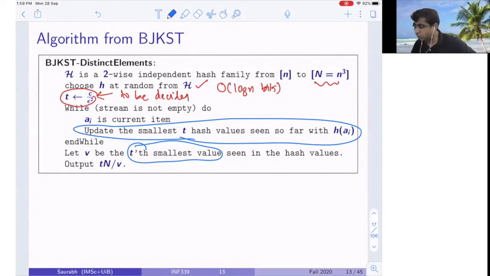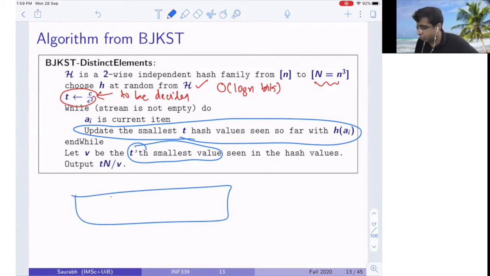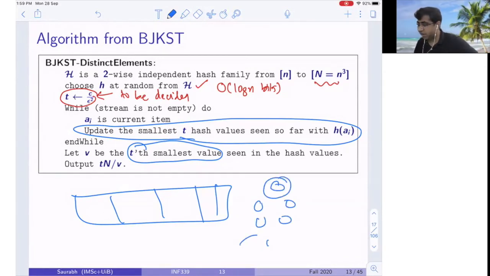Now, the first question: how can you update the t smallest hash values? That is very easy. You maintain a data structure or priority queue, whatever it is. For example, you could keep a heap. When a new value has come, you check it against the largest of the kept values. If it is smaller, it will bump out someone, or else we will ignore it. So it is not very hard to see that we can keep the t smallest hash values in order t log n bits.